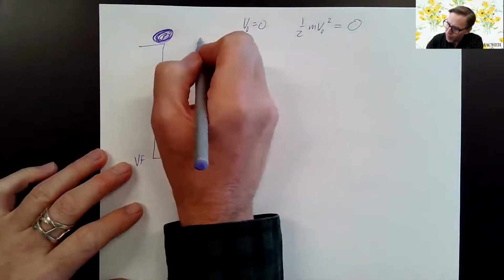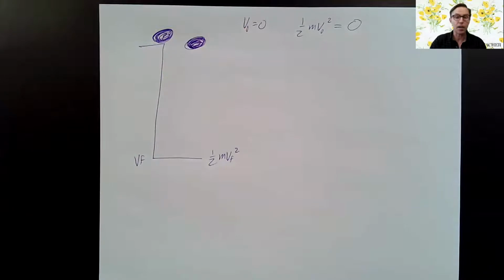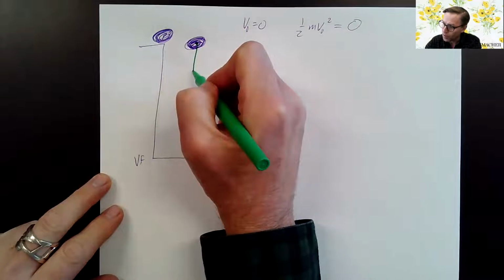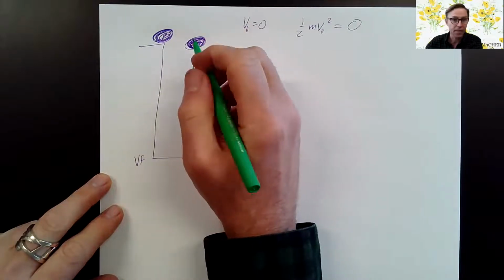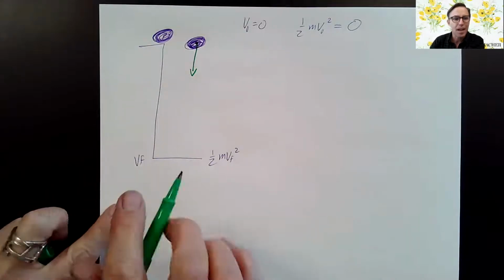So when the ball is over here, when it's no longer sitting on the shelf, who is pushing on the ball? There's only one answer to that question. Earth pushes ball down, right? So this arrow represents the force. Earth pushes ball.